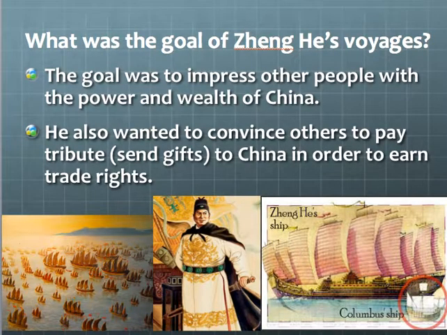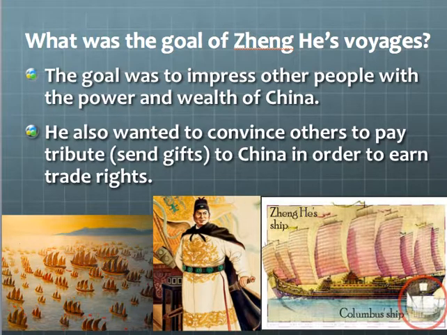What was the goal of Zheng He and his voyages? The goal was to impress other people with the power and wealth of China. He also wanted to convince others to pay tribute and send gifts to China in order to earn trade rights. Go back and check this out. Watch John Green's video on Zheng He. It's great stuff. Okay, he is going to travel from China to increase the prestige and the status of China.